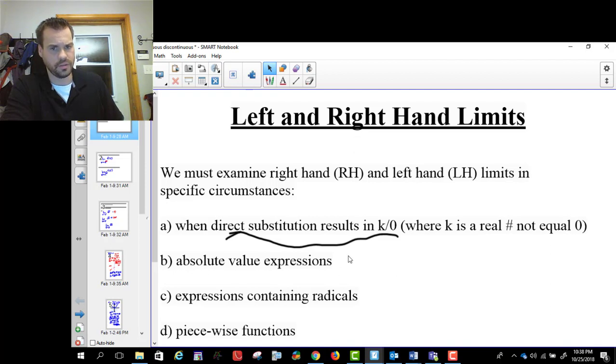We haven't talked much about this, absolute value expression, so we kind of want to highlight that. And we haven't talked too much about radicals, so we're going to highlight that a little bit. And then particularly, I'll make this circle bigger, we're going to look at a piecewise function.